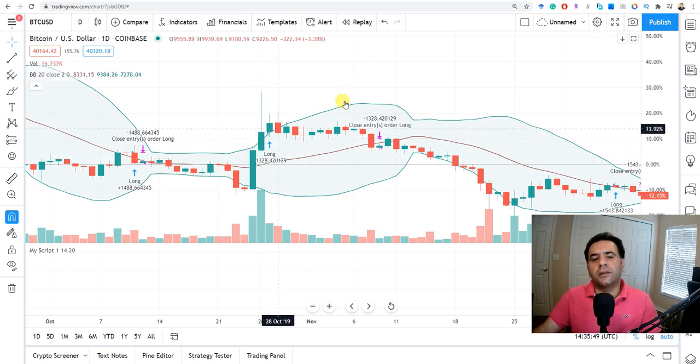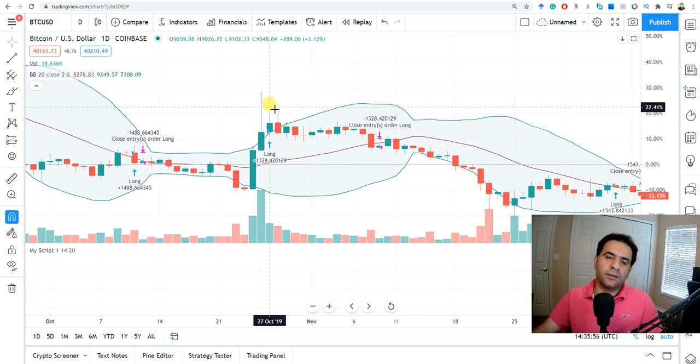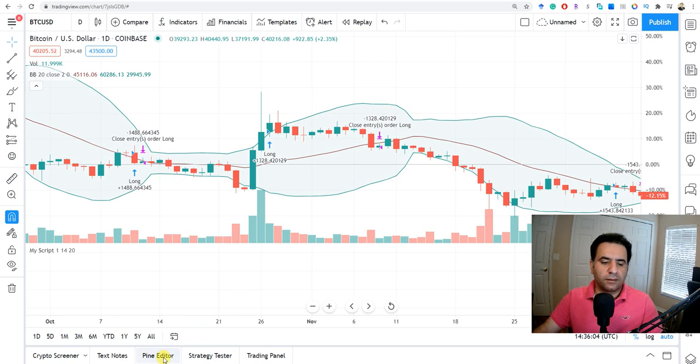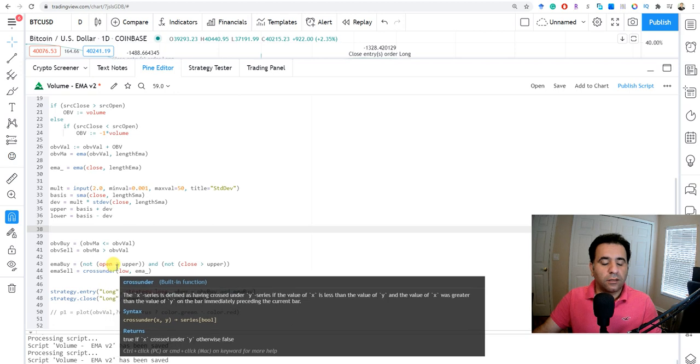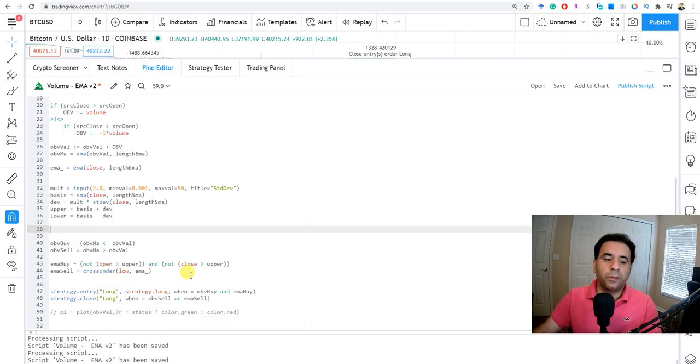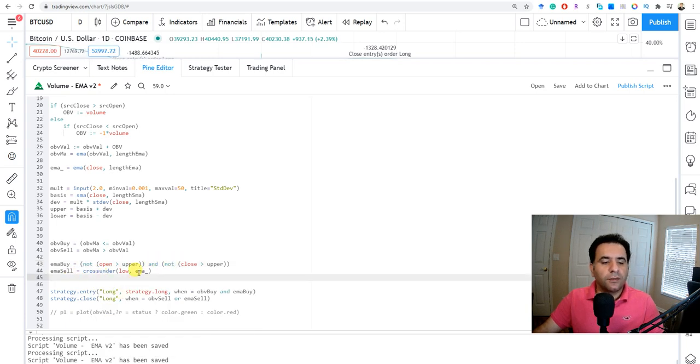If it's between the upper band and the basis, it's not perfect, but we can buy. But if it's above the upper band, it's very risky. It's too risky, so I don't want to make that decision here. So I'm saying that if the open or close is above the upper band, don't buy it. So it's a not here and not here. So these two are considered in my strategy.